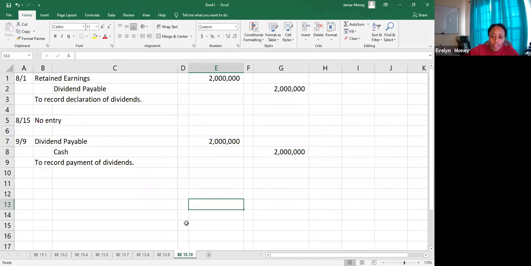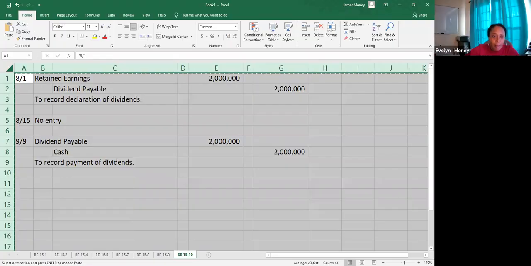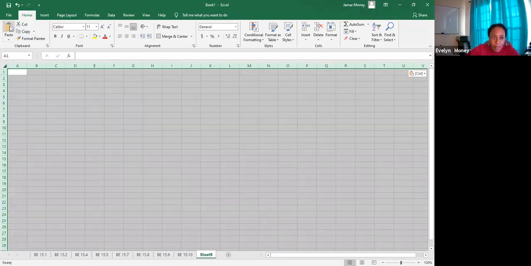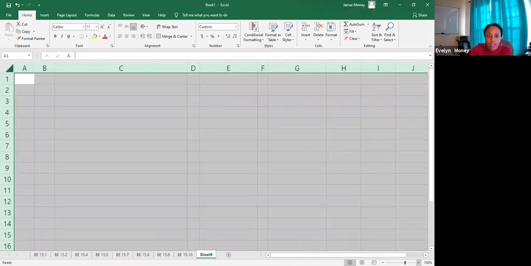So let's do another one. Let's look at brief exercise 15.11. This time we have Coal Inc. owning shares of Marlin Corporation stock. At December 31st, 2020, the securities were carried in Coal's accounting records at their cost of $875,000, which equals their fair value.